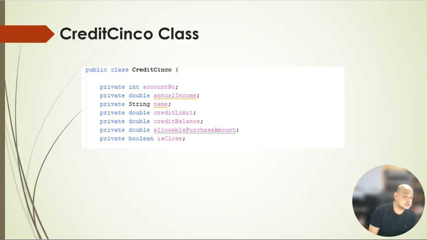Okay, so we move on to the credit single class, first with the declared variables with private as their access modifier: integer account no for account number, double annual income for annual income, string name for the name, double credit balance, double credit limit, allowable purchase amount, and boolean is closed for closing account.